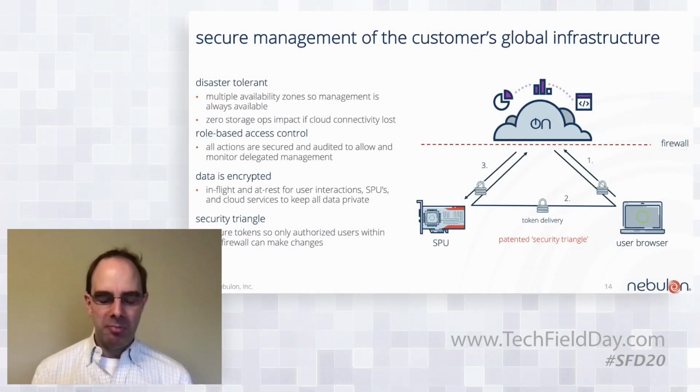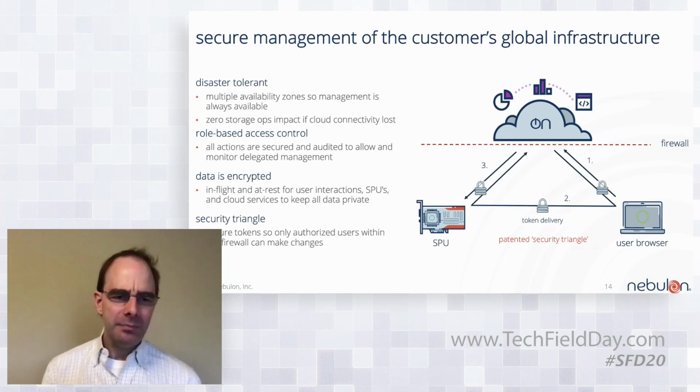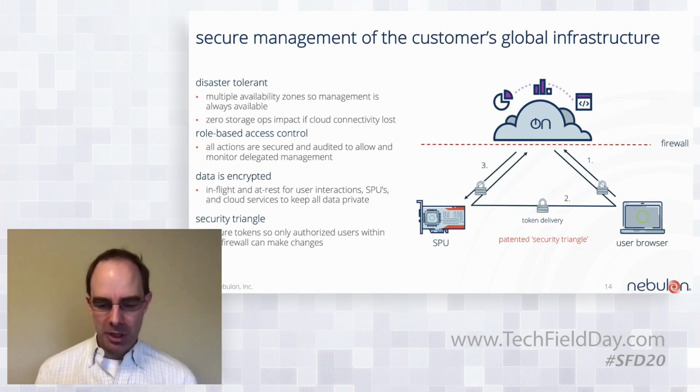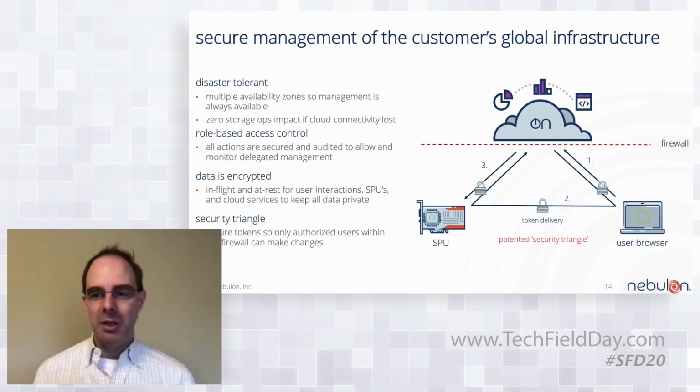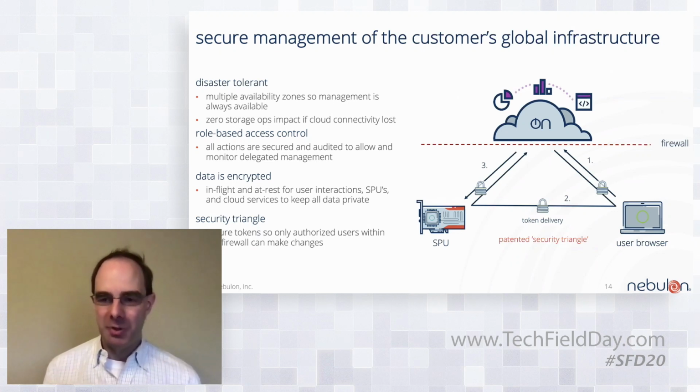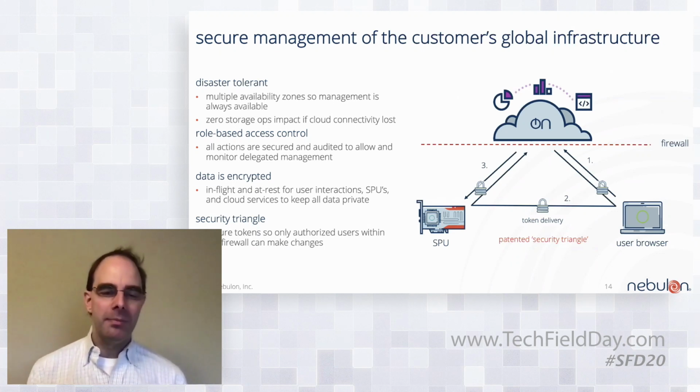Okay, role-based access control. An administrator can set up users and can grant very narrow permissions to those users so that administration of the system can be delegated. Also, Josh spoke about data being encrypted, the actual data that's being stored. Of course, all the management data as it flows between the user, the cloud and the SPUs is encrypted in transit. And of course, it's encrypted at rest. So all the administration data is encrypted at rest on the cloud.